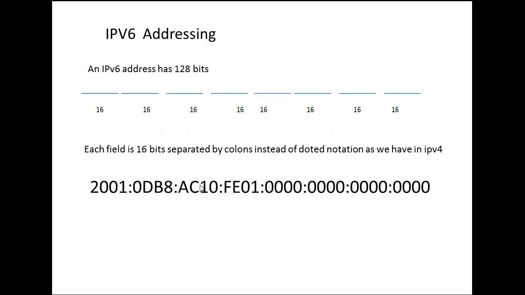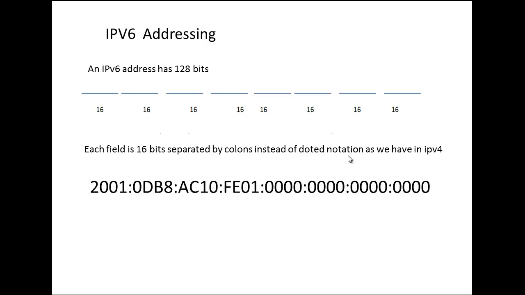An IPv6 address has 128 bits. These bits are divided up into fields. Each field has 16 bits. IPv6 addressing is written in hexadecimal format. Each field is separated by colons instead of a dotted notation as we have in IPv4.